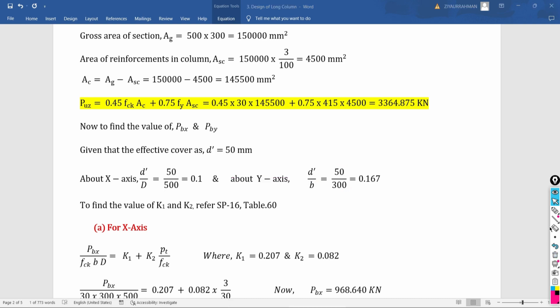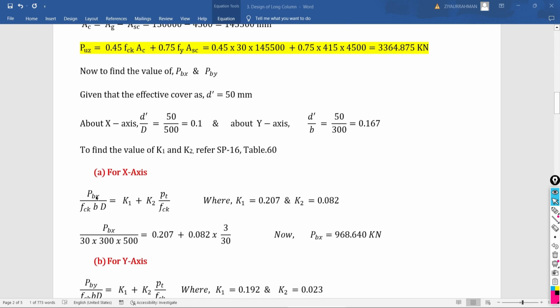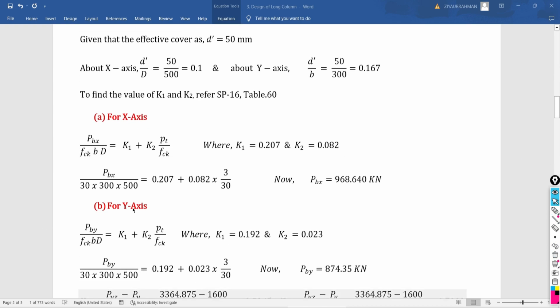If you put both of the values in this equation, Pbx divided by fck b into D is equal to K1 plus K2 into pt, the percentage of steel in your column, divided by fck, and put all the values in this equation, we are getting the value of Pbx as 968.640 kilonewton. Likewise, we have to do the calculation for y-axis.